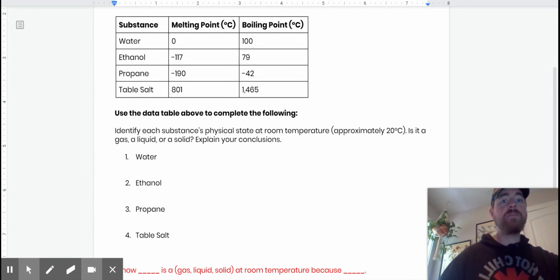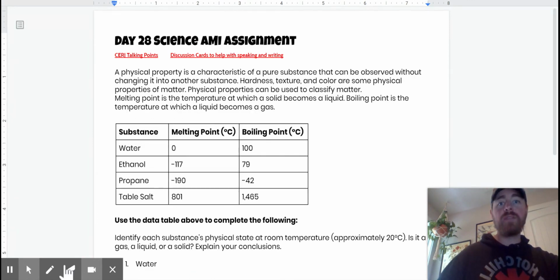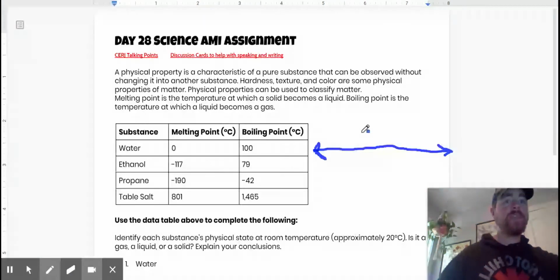So one way that might make this a little bit easier is if you think about it like a number line, right? And our number line is temperature, okay? So for example, let's just do number 1 together. We'll do water. So water has a melting point of 0 degrees Celsius. Pardon my handwriting. And it has a boiling point of 100.